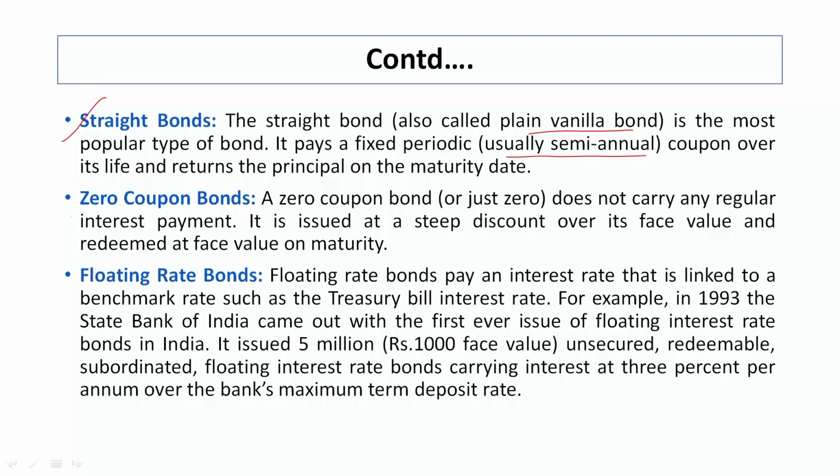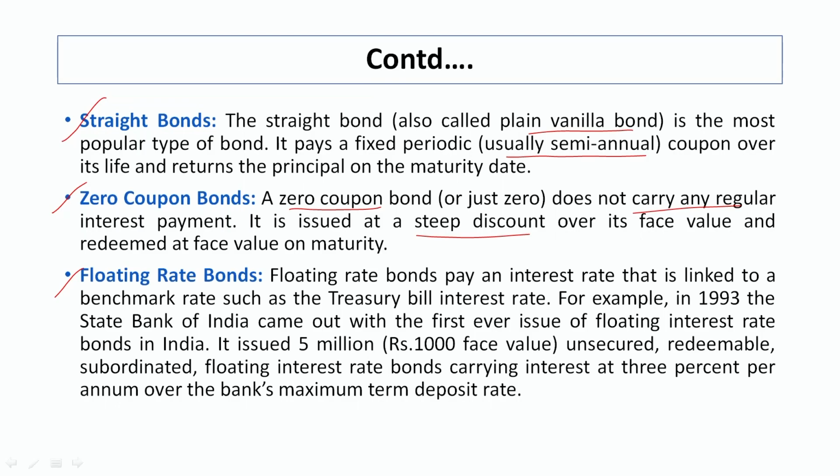Next one is the zero coupon bond. As the name suggests, the zero coupon bond does not carry any regular interest payment. Straight bonds have regular interest payments, basically in semi-annual form, but in the case of a zero coupon bond, there is no interest payment. They are issued at a steep discount to their face value. Suppose its face value is 1000, it may be issued at 700 rupees and the 1000 rupees is paid at the time of maturity.